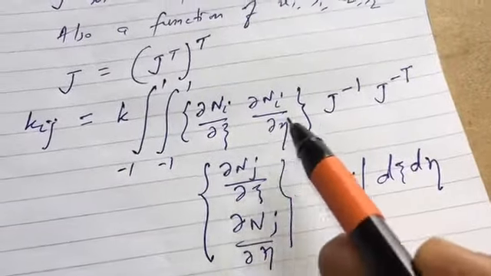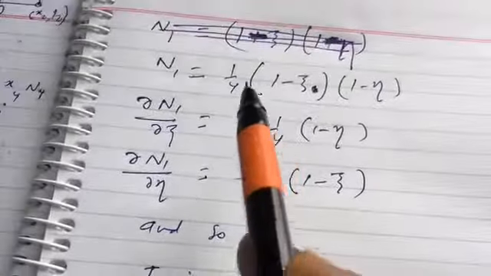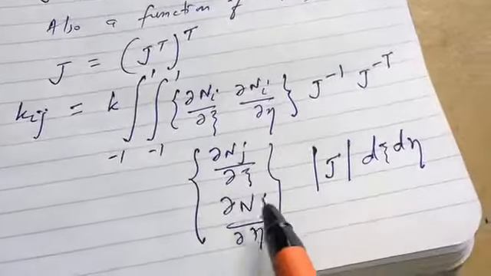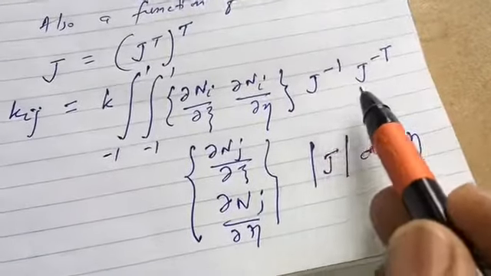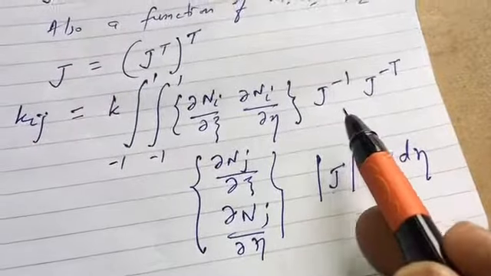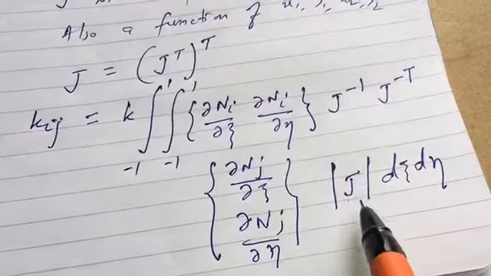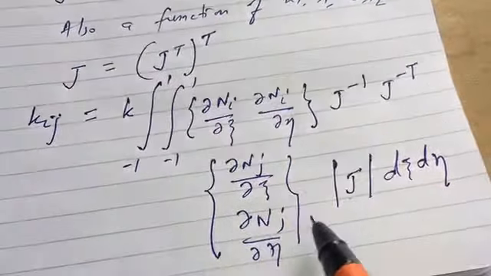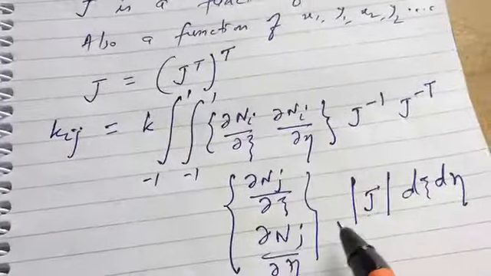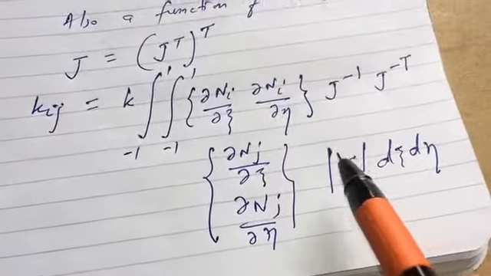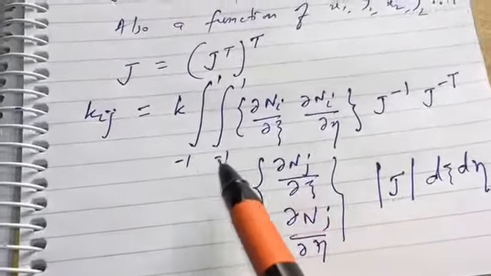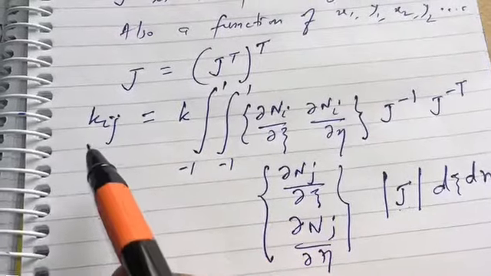These are also derivatives which can be calculated the same way as we calculated here. And this is also known. The determinant of this Jacobian matrix is also known because J is known. So if you see the integrand, everything is known as a function of xi and eta. So this can be integrated with respect to xi and eta, and hence we can find out the stiffness matrix.